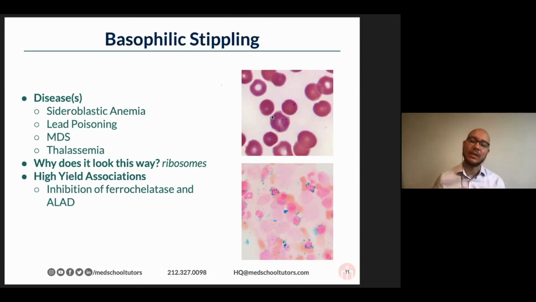The reason that the red blood cells have that speckled pattern to them is because when you have a sideroblastic anemia, for instance, with lead poisoning, in which you have inhibition of ferrochelatase and ALAD, the ribosome components build up and they get stained. The correlate to this is the picture in the bottom. If I told you this is a bone marrow stain, what would be the name of this finding? What would be the name? Beautiful. Yeah, so that would be the ringed sideroblast, ringed sideroblasts in the bottom there. Beautiful.